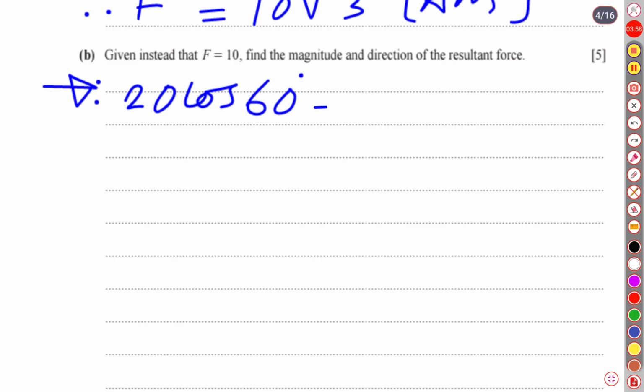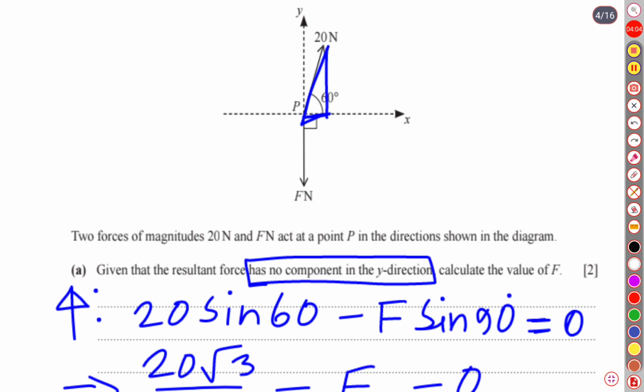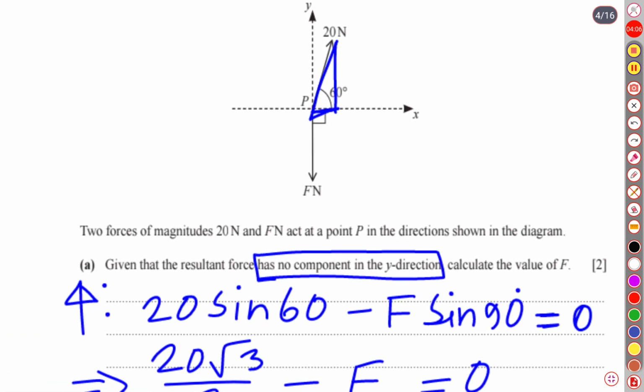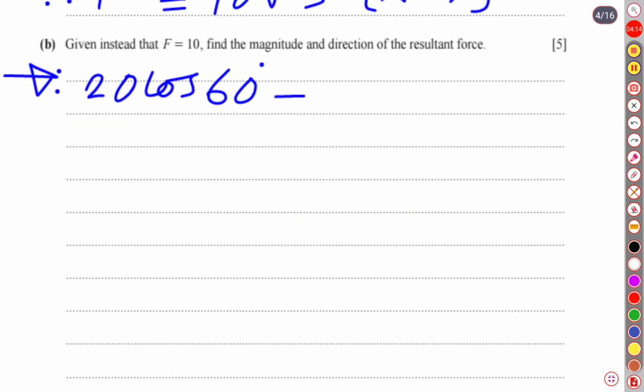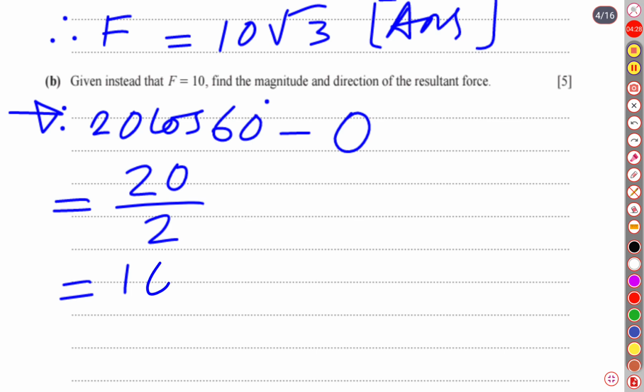Then we will subtract the negative force. So in the negative side of the x-axis, actually there is no force acting over here, so it's just 0. So we will subtract 0. If we subtract 0, what will it be? 0. Well, then 20 cos 60 means actually half. 20 over 2, that is 10 Newton. So the resultant force in the x direction or horizontal direction is 10 Newton.